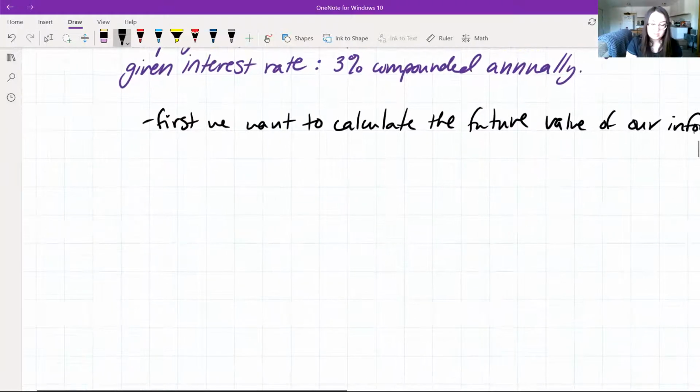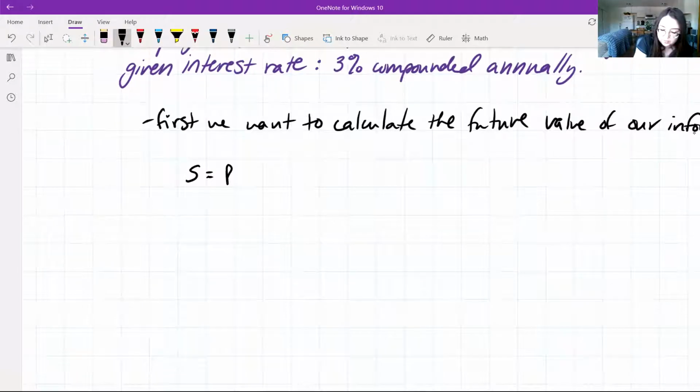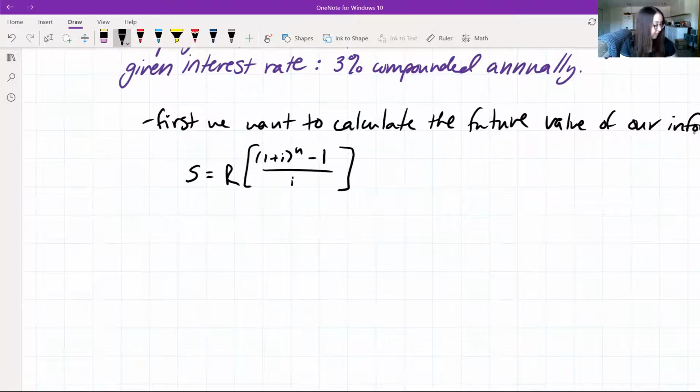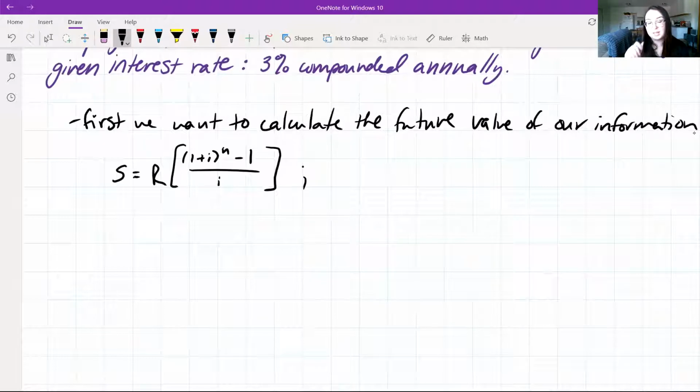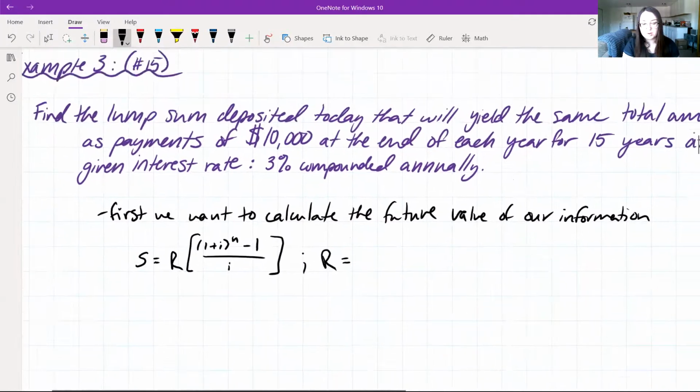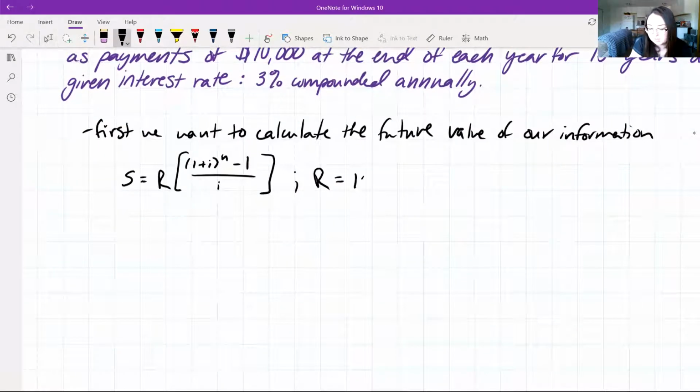All right, so our future value equation is S is equal to R times 1 plus i to the n power minus 1 divided by i. So remember, this is our equation. So let's plug our values in. Right here, let's first label what our values are. So we know R is going to be $10,000, or just 10,000.